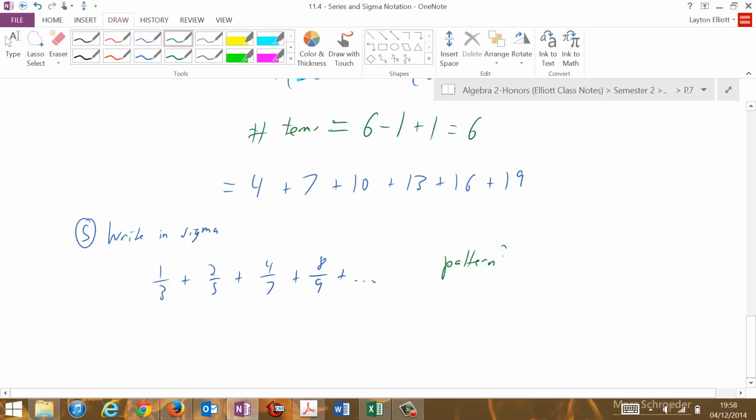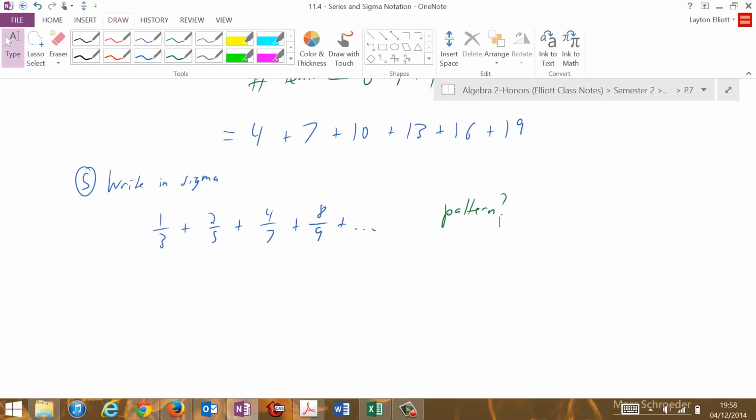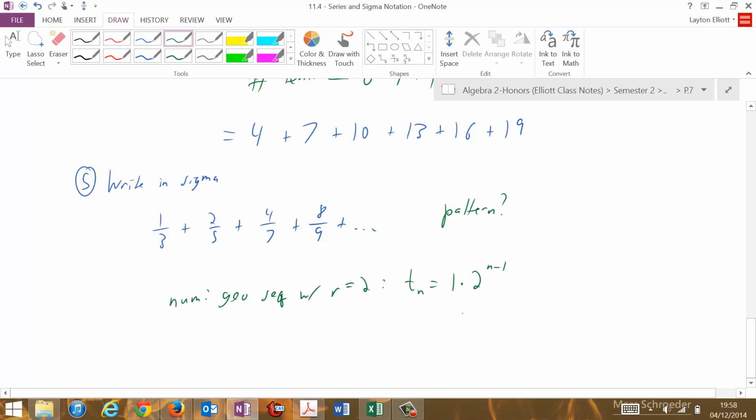And a lot of times we've done these problems where the numerator is different than the denominator. Well, if I look at the numerator, it is a geometric sequence with an r value equal to 2. So I'm going to just create the formula for that. T of n is equal to t of 1 times r to the n minus 1, or 2 to the n minus 1.